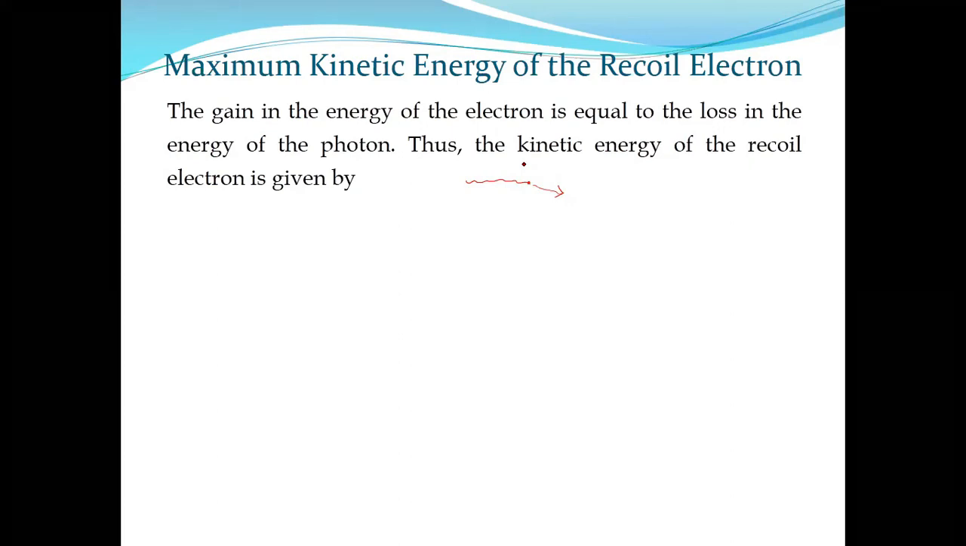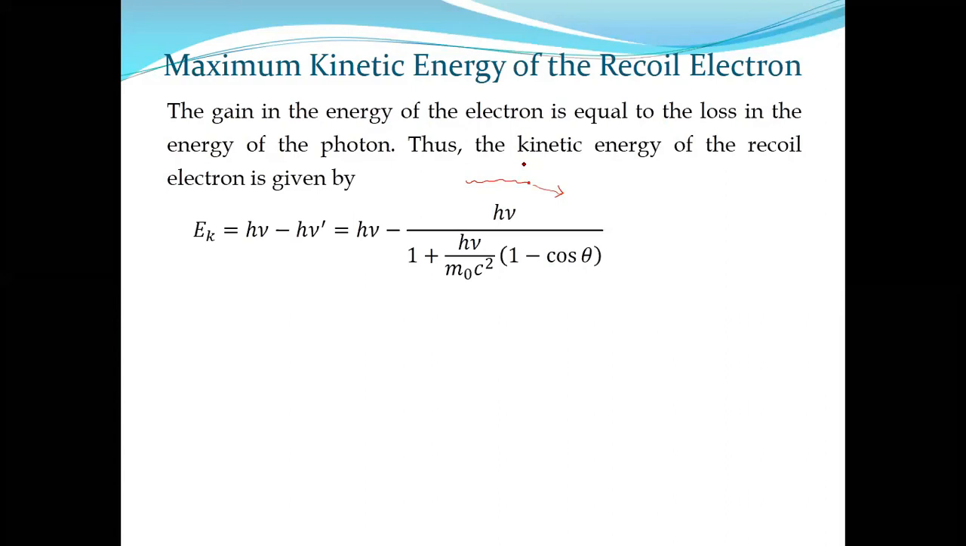In numericals, this is a very common question: find out the kinetic energy of the recoil electron. How will you do that? One way: first think, the electron was at rest initially. Then what was the kinetic energy of the initial electron? Zero. The electron has no kinetic energy because it was at rest. After the scattering process, the electron is moving in some direction. That means now it has some kinetic energy.